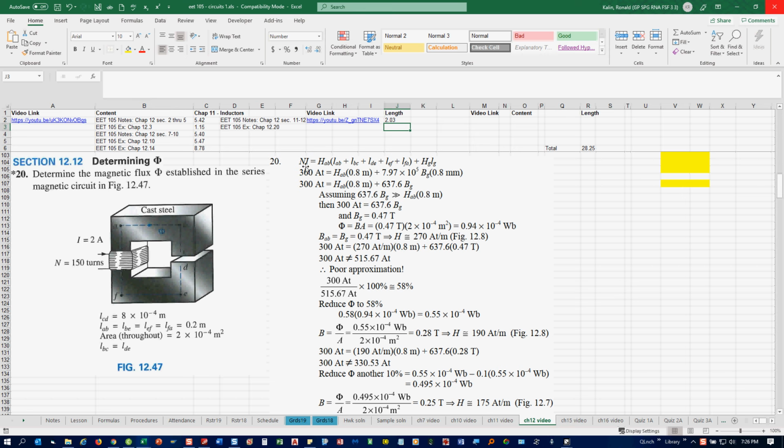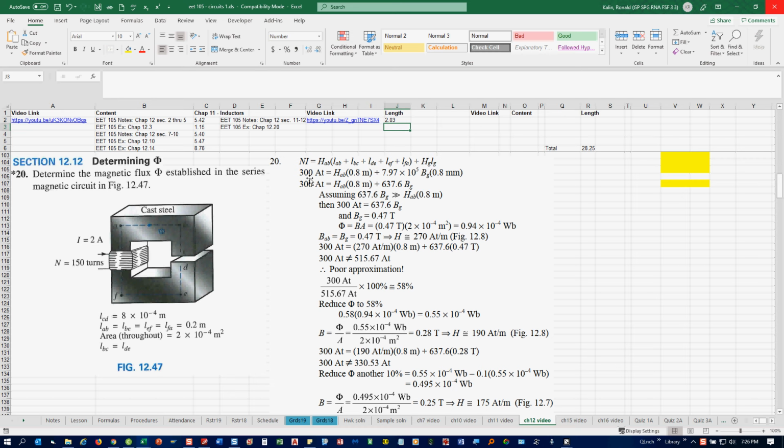So we use our standard equation. This is the equation here. This is the force going in, N times I, which we know what both of those are, equals H of AB. They're just saying H of AB because it's a uniform H throughout this material. And then you have to sum up the lengths of each part of this cast steel section. And then you add in the H of the gap times the length of the gap.